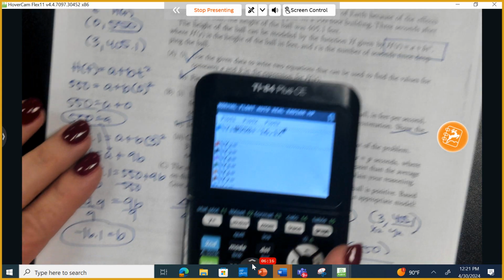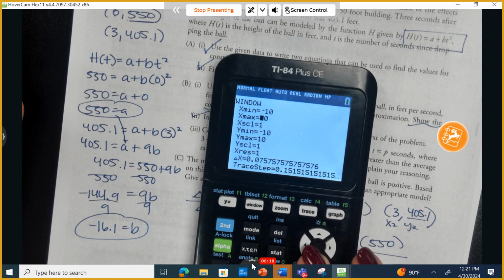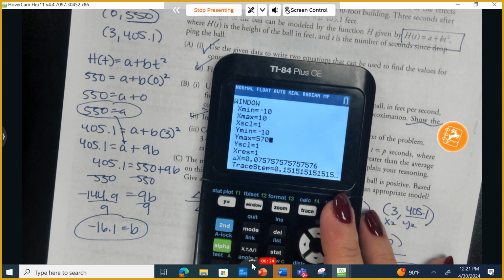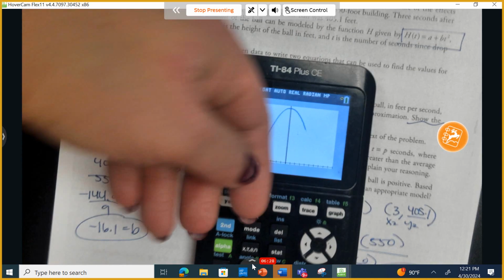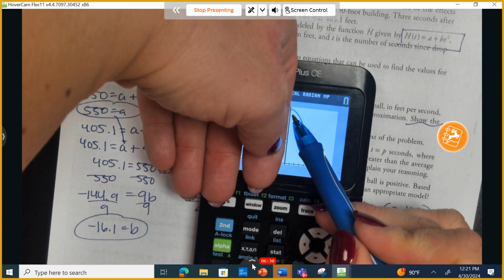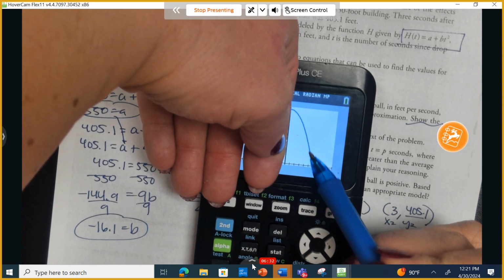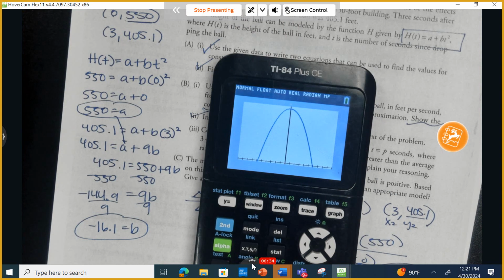There we go. Okay, let's go up to the windows. Let's adjust this. We know that we need to see to the top of the building, so let's go up to at least like 570. And let's see what this looks like. So this represents the ball being dropped from the top of a building, 550, and eventually it's going to hit the ground.